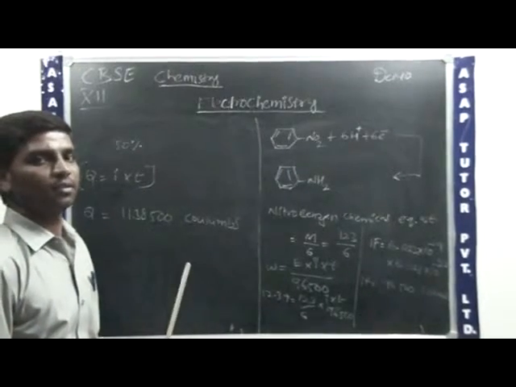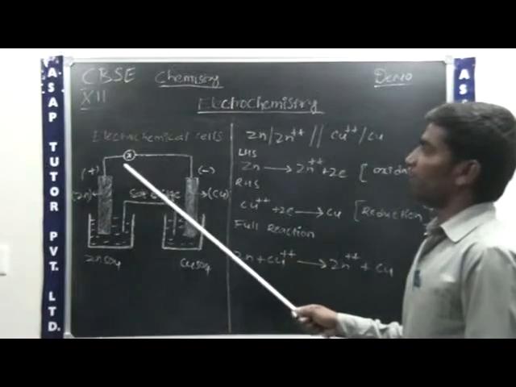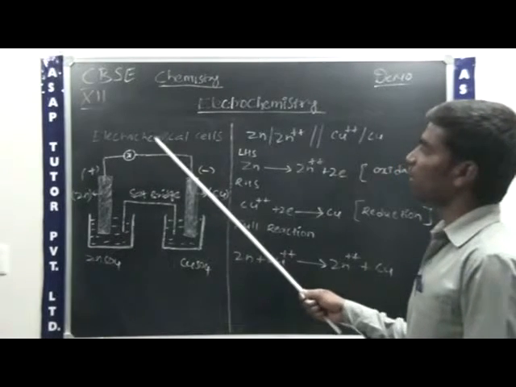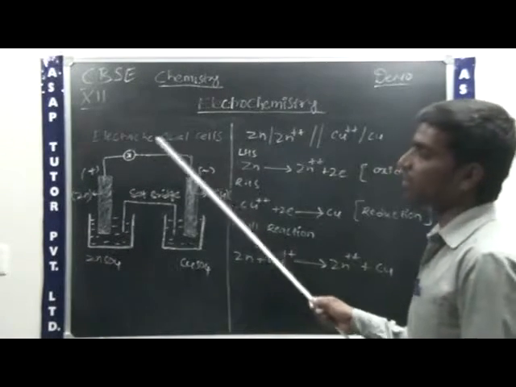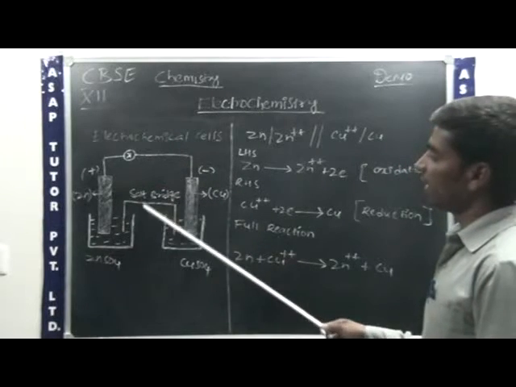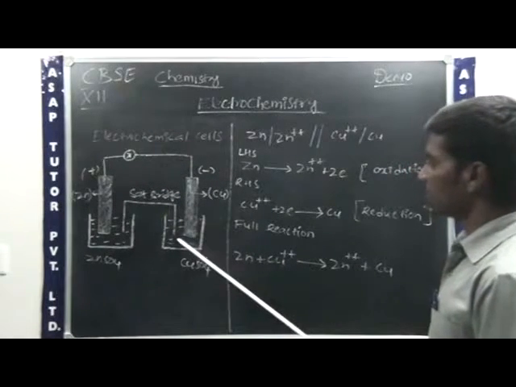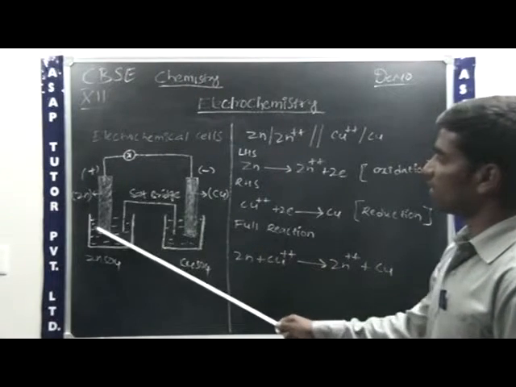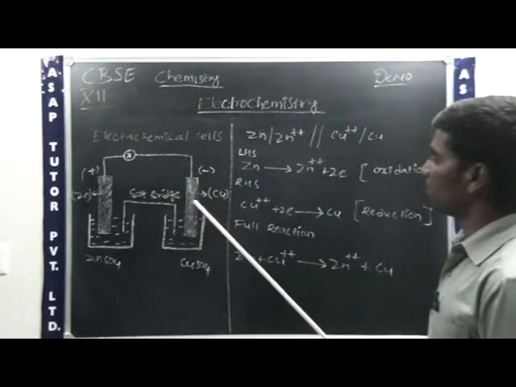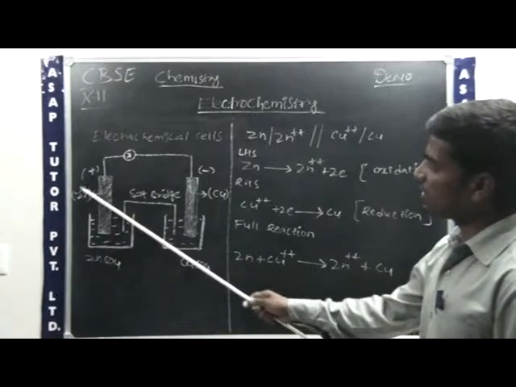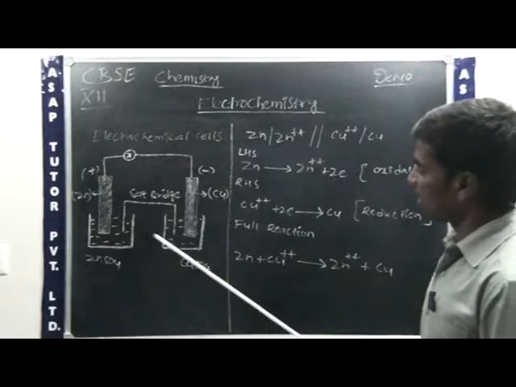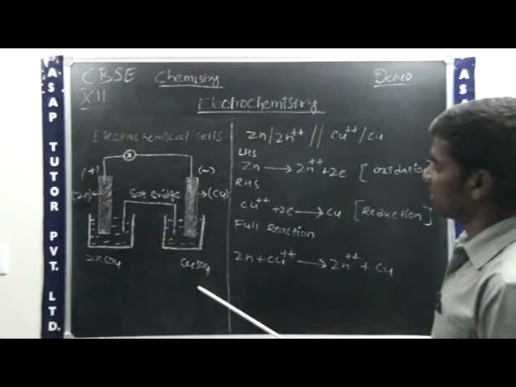Before we see the electrolytic cells, let us see another kind of cell. These cells are called electrochemical cells, or Daniell cells. What is the Daniell cell? We take different solutions in different beakers and dip two different rods. One rod is copper and one is zinc. The first solution is zinc sulfate and the second solution is copper sulfate.